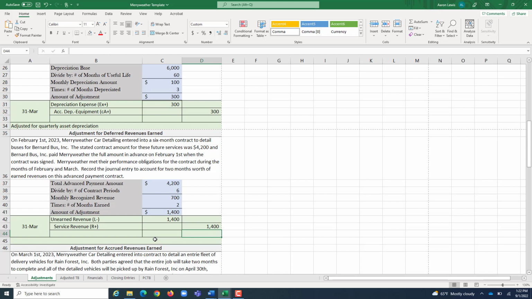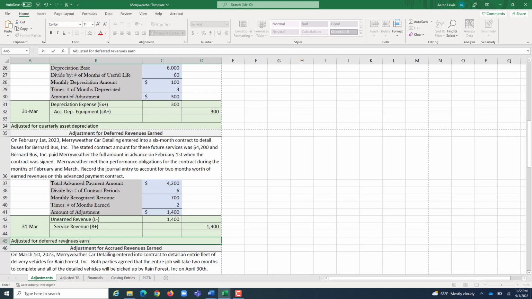So we're going to debit unearned revenue for $1,400. We're going to credit service revenue for $1,400. In this entry where we adjusted for deferred revenues earned on contract.